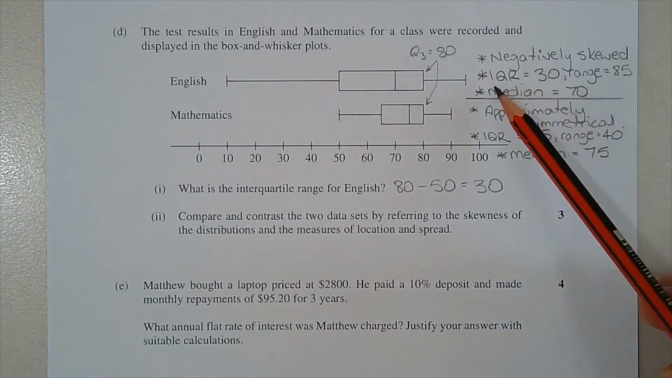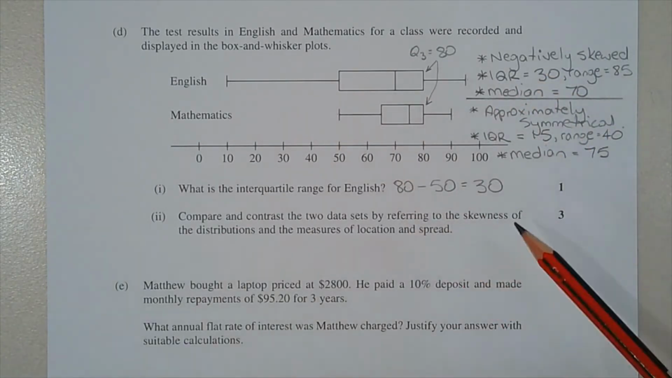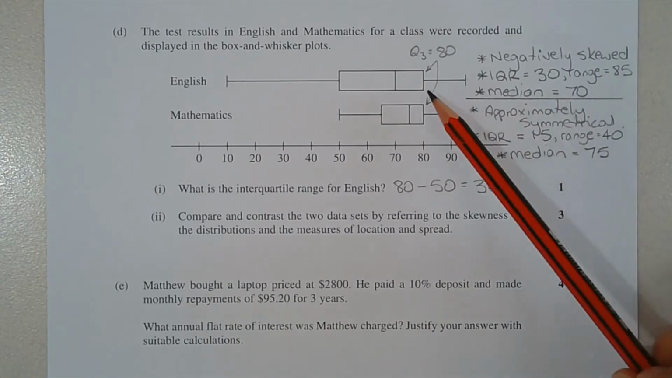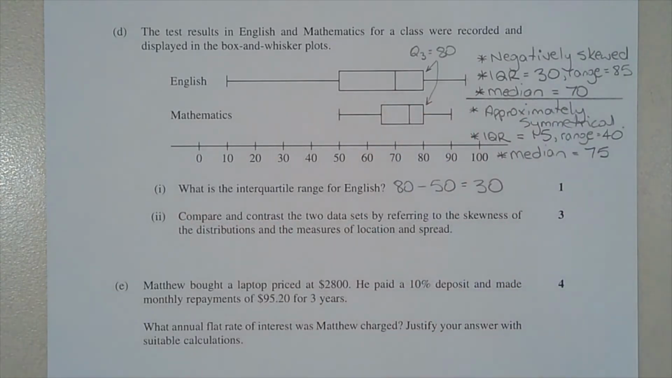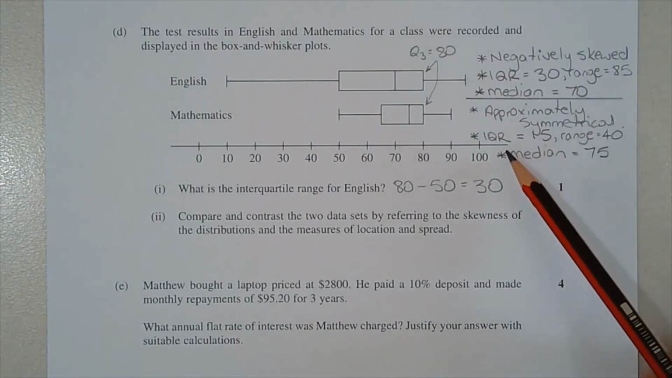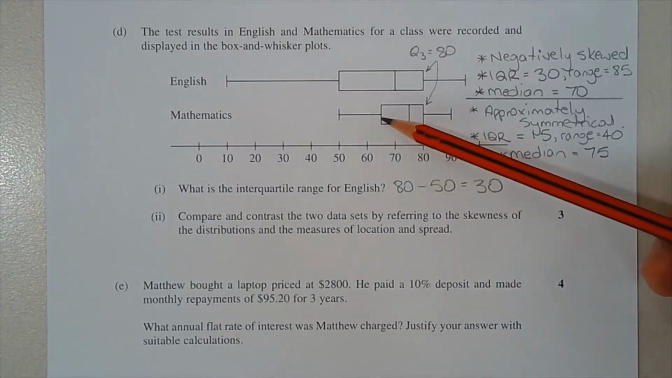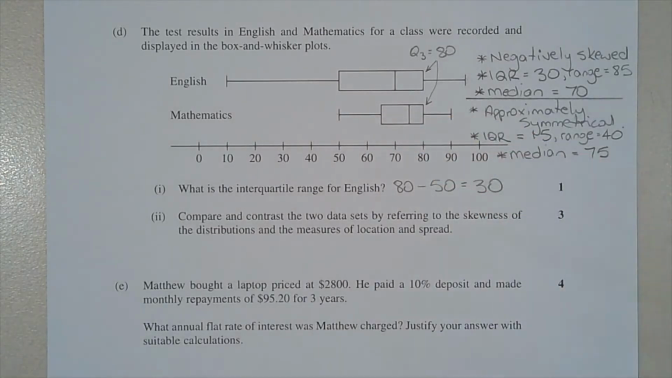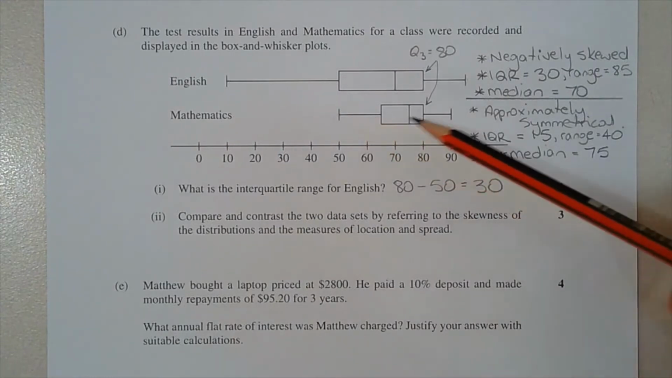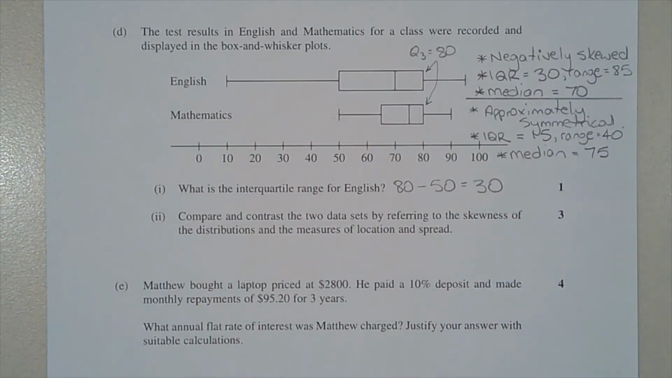Let's consider the interquartile range and the range for English and mathematics. So interquartile range for English is 30. We worked that out from part 1 previously. And the range is 85, so from 10 to 95. For maths, the interquartile range is 15, so that's from 65 to 80. And the range is 40, so from 50 to 90. Now, the lower interquartile range and range for mathematics may indicate more consistent scores in mathematics when compared to English.